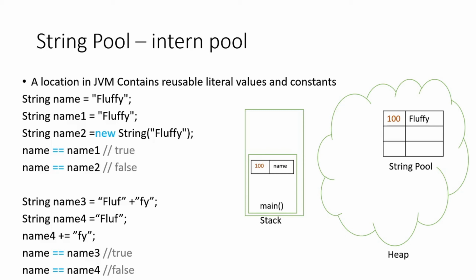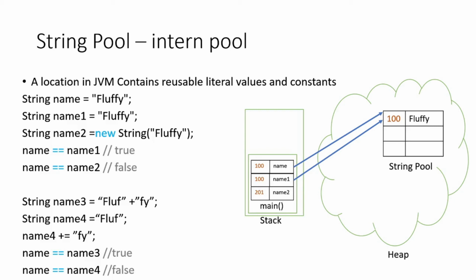Whenever we create a string without the new keyword, it goes in the string pool. The string pool is a location in the JVM which contains reusable literal values and constants for fast memory processing. The benefit is, if we make another string object with the same value as any string in the program, instead of creating a new object, it checks the string pool. If it is there, it provides the memory address to this reference. So both these objects point to the same location in memory.